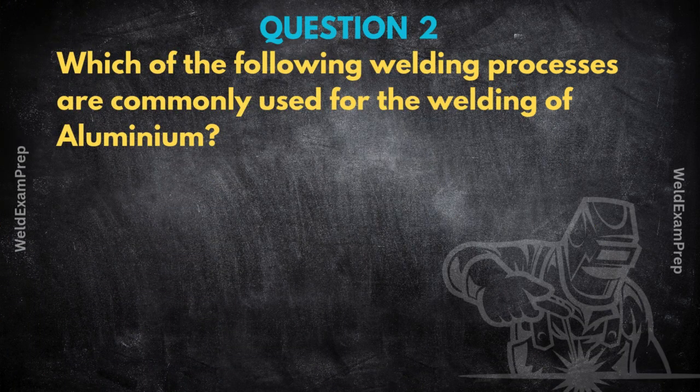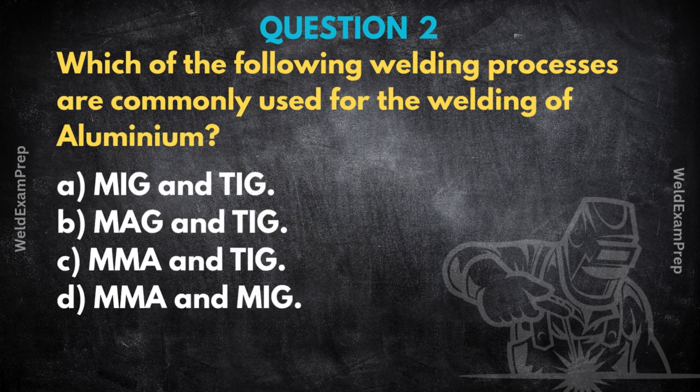Which of the following welding processes are commonly used for the welding of aluminium? Options. A, MIG and TIG. B, MAG and TIG. C, MMA and TIG. D, MMA and MIG. Aluminium, yeah, it's got its own personality, doesn't it? You can't just weld it like steel. What's the deal there? Exactly right.